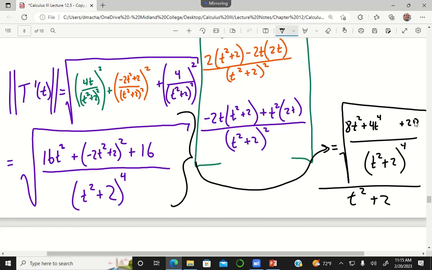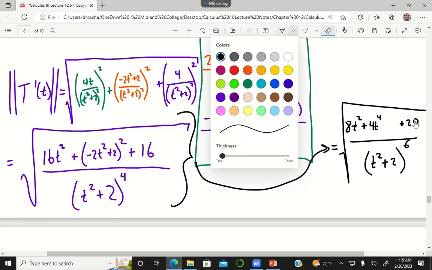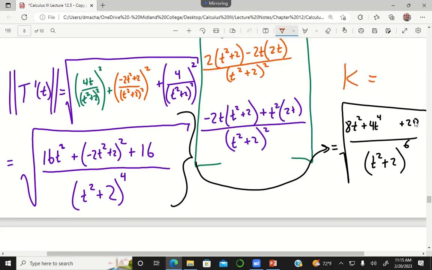And if I wanted to move that inside this radical, I could think of this as the square root of t squared plus 2 squared. And then whenever I move that inside the radical, that just becomes a 6 instead of a 4. And so something like that is my curvature.